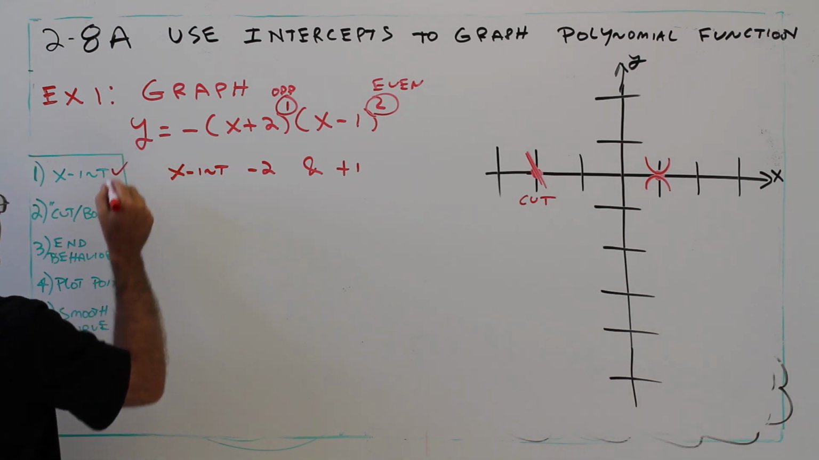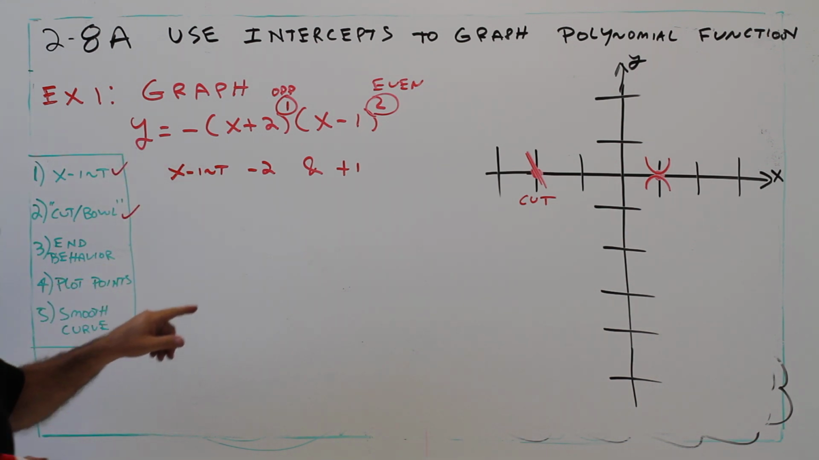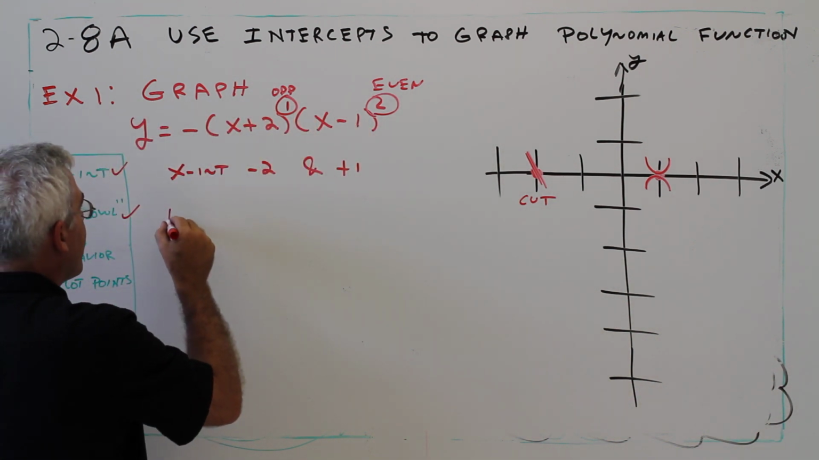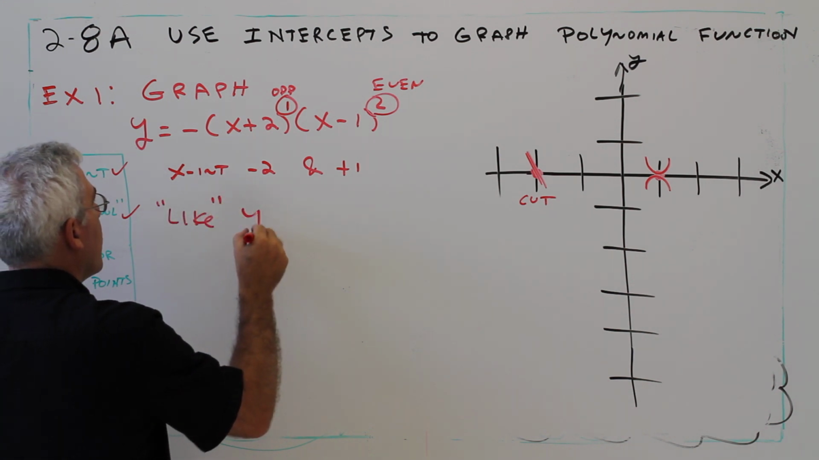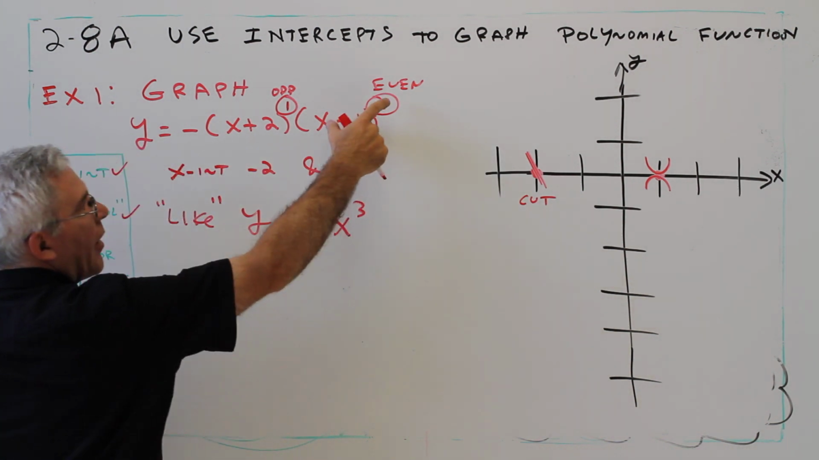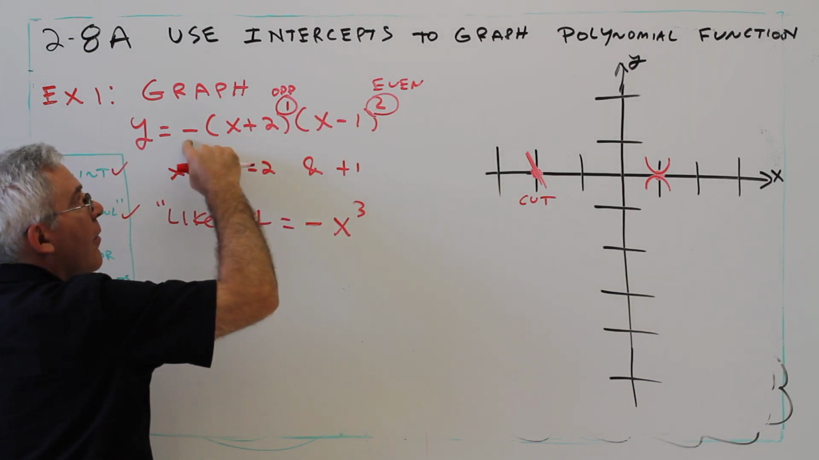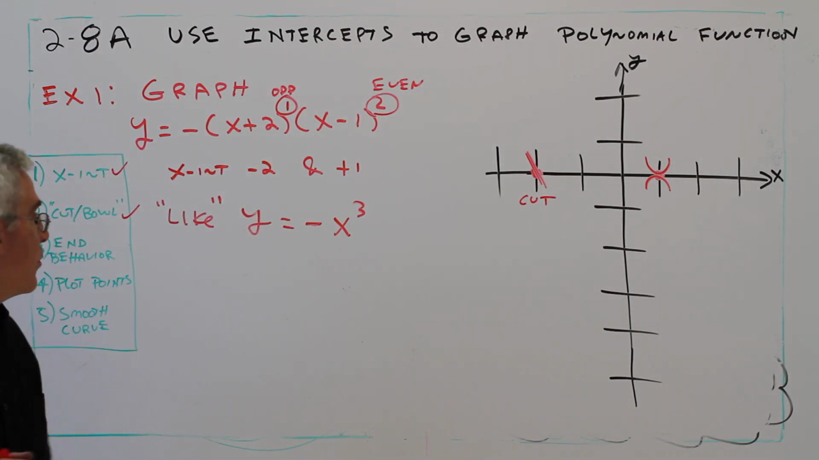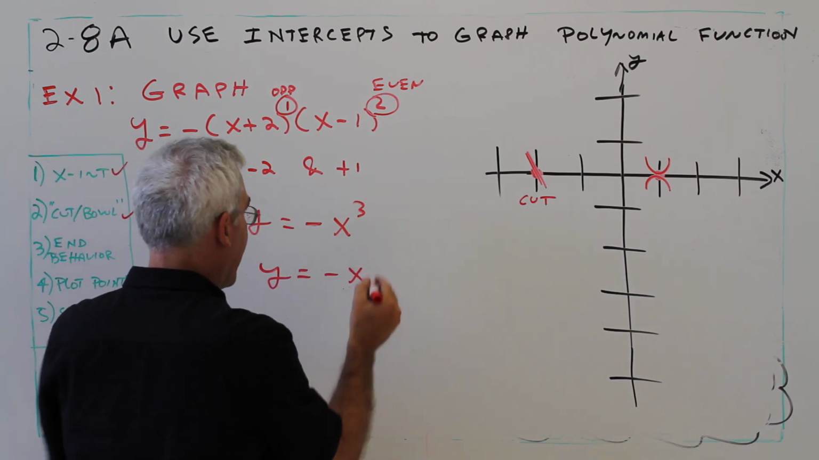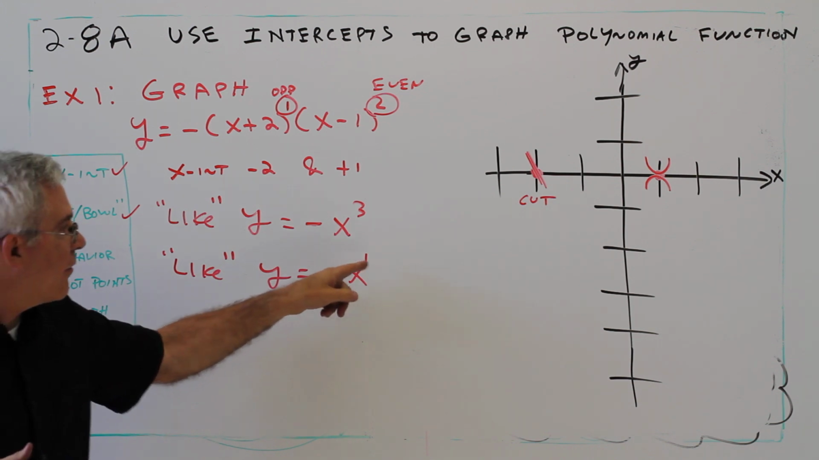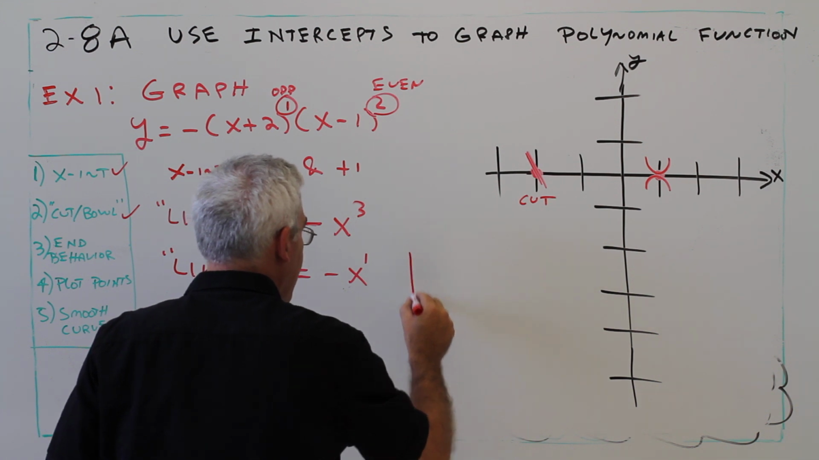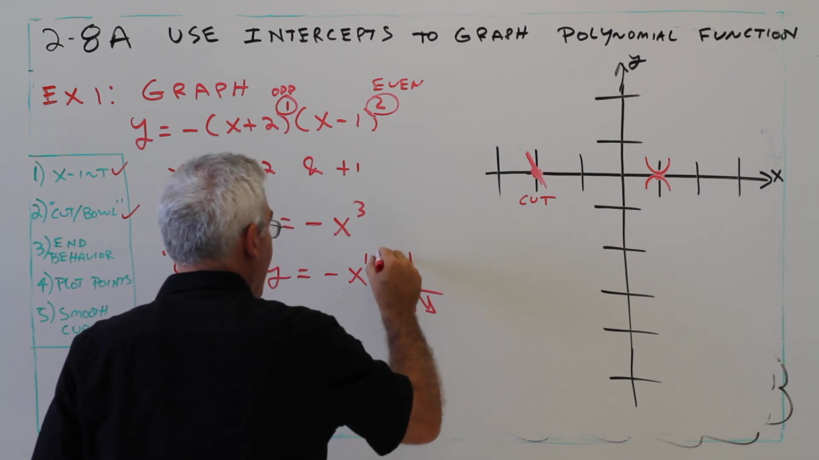All right, so I found the intercepts, cut, bowl. Let's do the end behavior. If I were to multiply this out, I would find out it's just like y equals negative x cubed. I've got an x squared factor there and an x factor there and the negative. It's like y equals negative x cubed, which is like y equals negative x to the 1. It's negative and it's odd. That's what I need to know. I have an idea of what that looks like. That's a line like that.